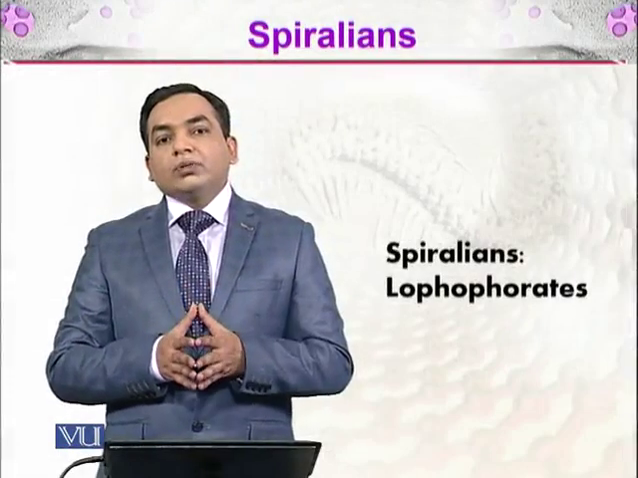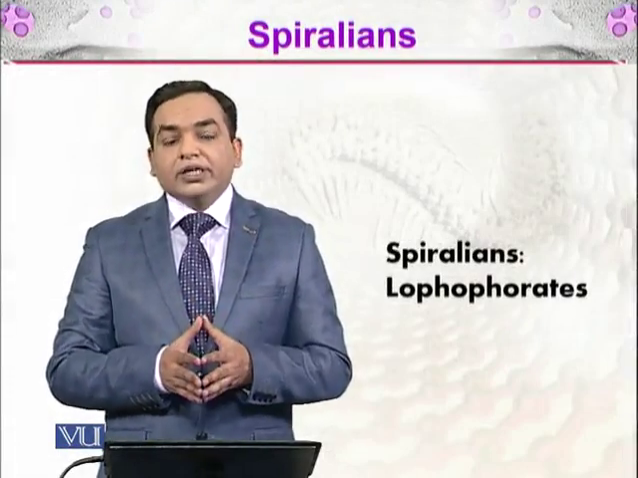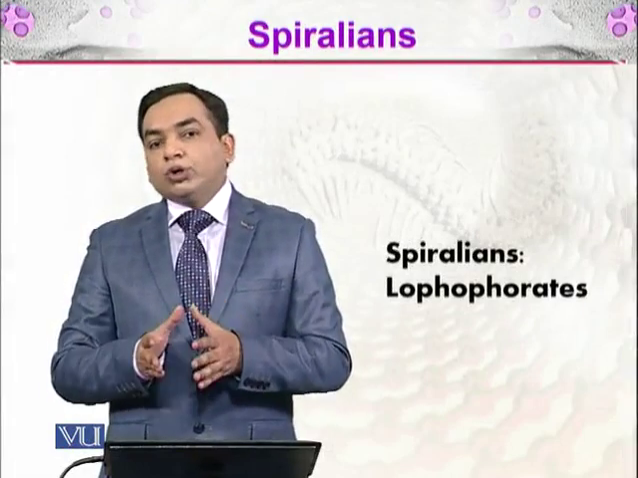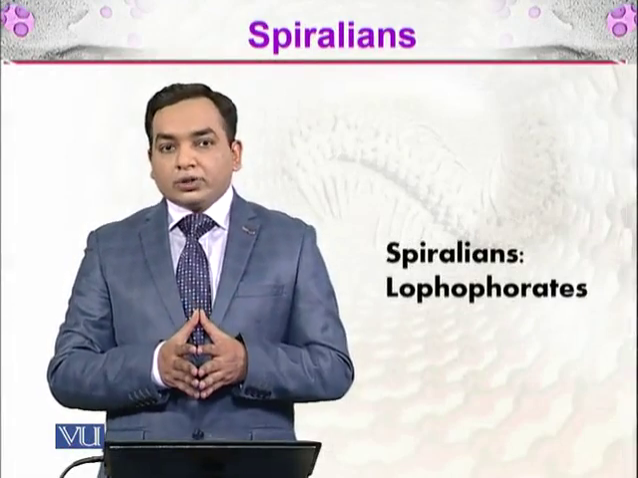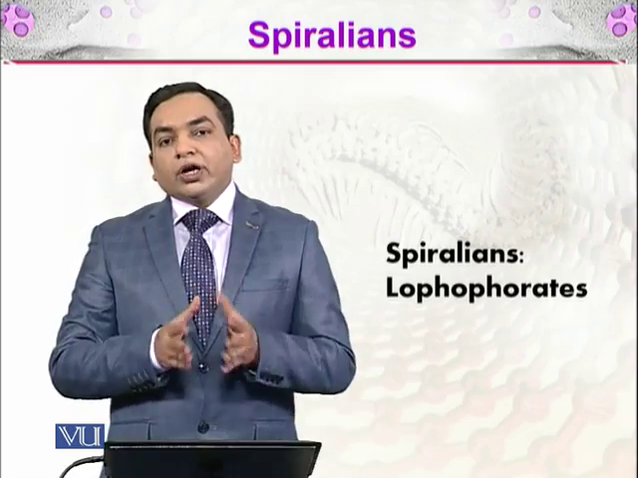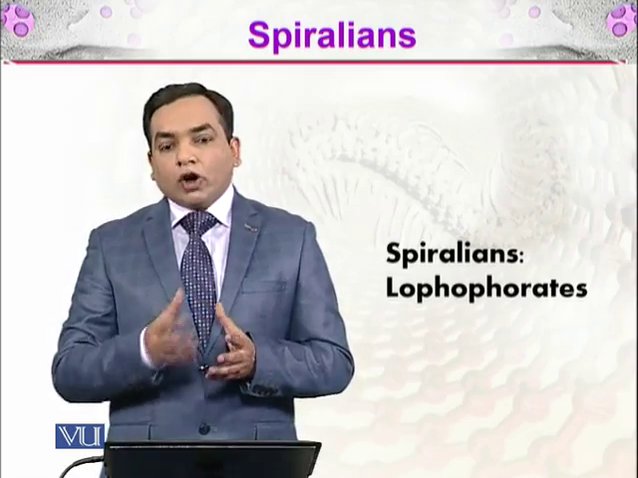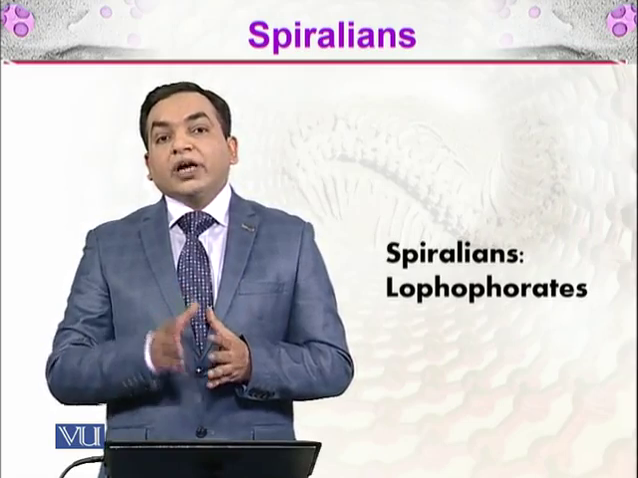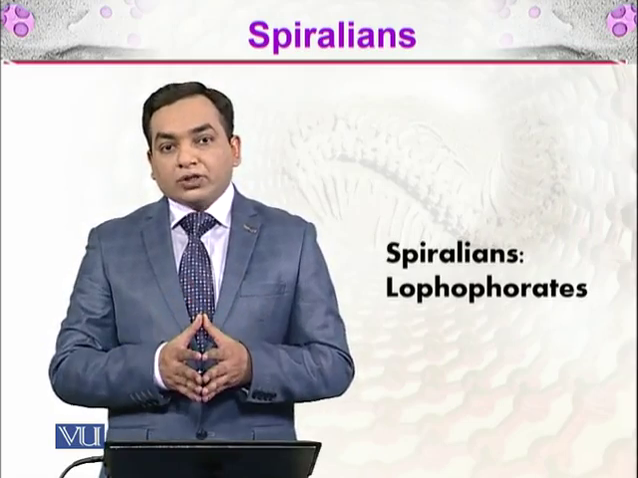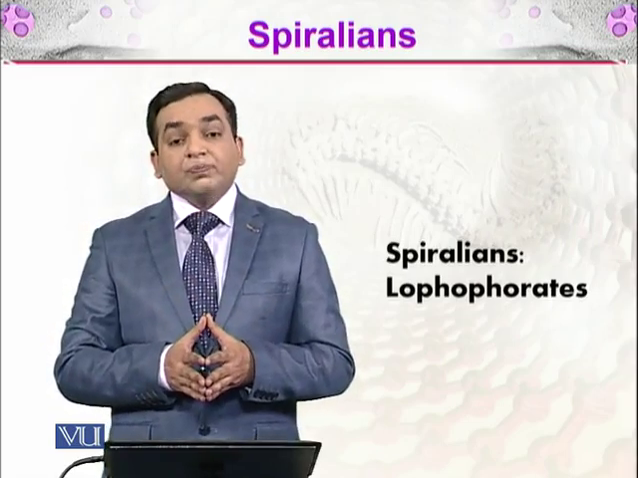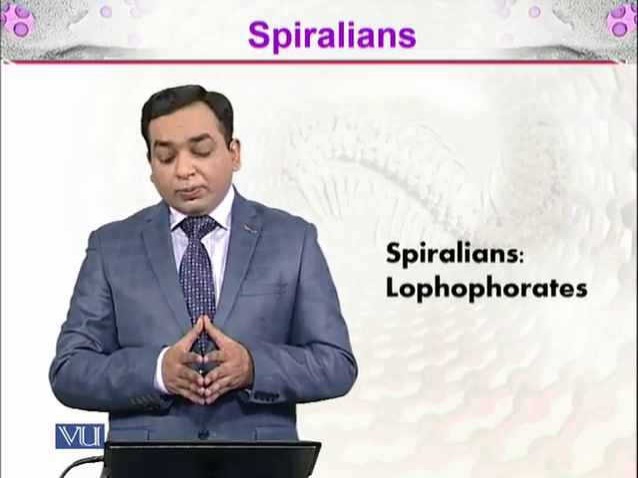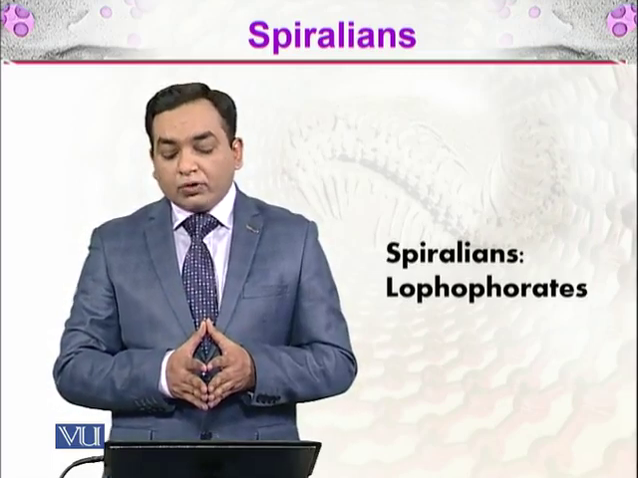In this topic, we will be discussing the spiralians, and this is the module which is coming after the metazoa. So we are gradually shifting towards the more complex organisms, and the spiralians are the next complex organism which we are going to discuss. And in the spiralians, we will be discussing in particular the lophophorates.